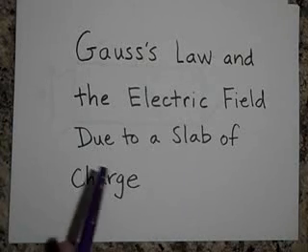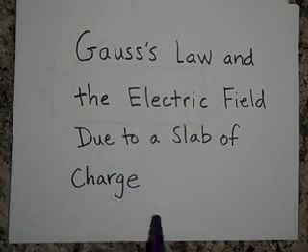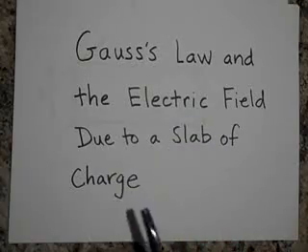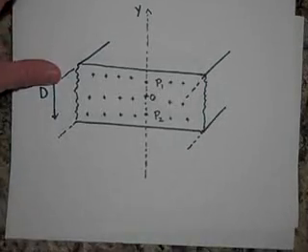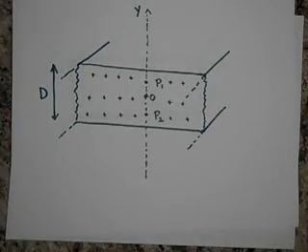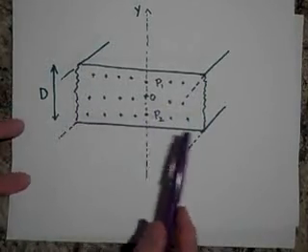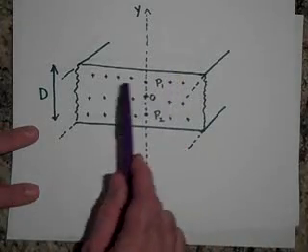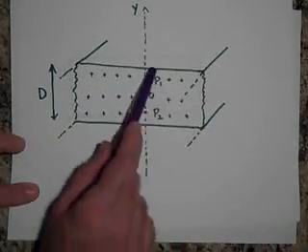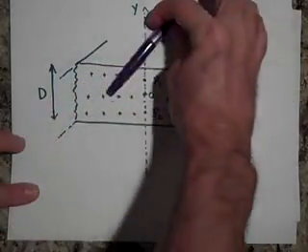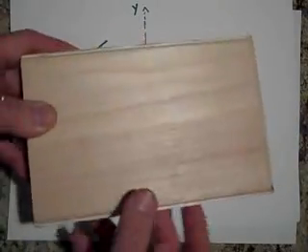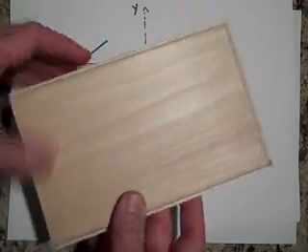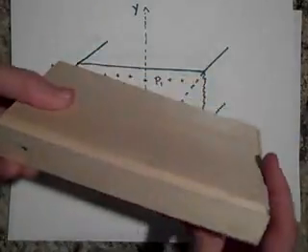Okay, I would like to tell you about how Gauss's law can be used to find the electric field due to a slab of charge. So let's take a look at this slab of charge we're talking about here. That's a cross section of a slab that goes a long way that way, and this way, and that way, and this way. In other words, if you think of a slab or a piece of wood that's charged, and charge is embedded throughout it.